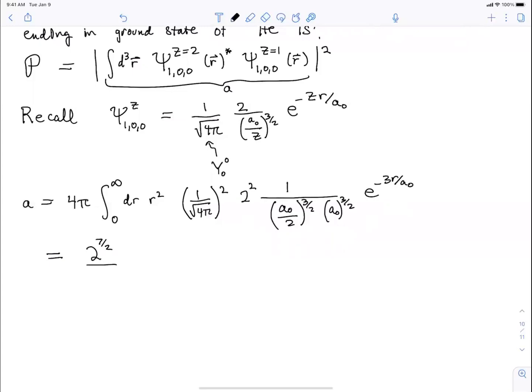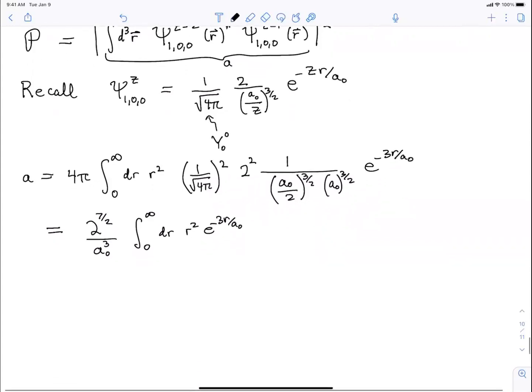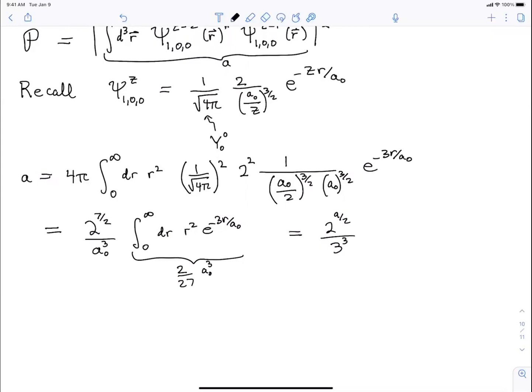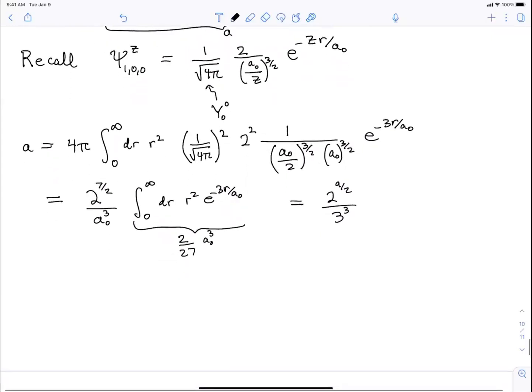How many factors of the Bohr radius? I have Bohr radius to the minus 3, so 1 over Bohr radius cubed. And then the integral we have to do is this one. So it's r squared e to the minus 3r over Bohr radius. And so you can look that up. And that's 2 over 27 Bohr radius cubed. So multiplying those two together, this is 2 to the 9/2 divided by 3 cubed. You often get these powers when you're dealing with a hydrogen atom, you get these powers of 2s and 3s.